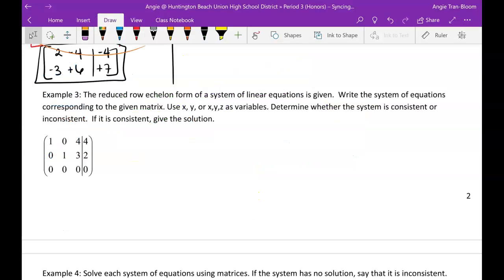For example 3 in chapter or section 11.2. The reduced row echelon form of a system of linear equations is given to us. Write the system of equations corresponding to the given matrix. Use xy or xyz as variables. Determine whether the system is inconsistent or consistent. If it is consistent, give the solutions.